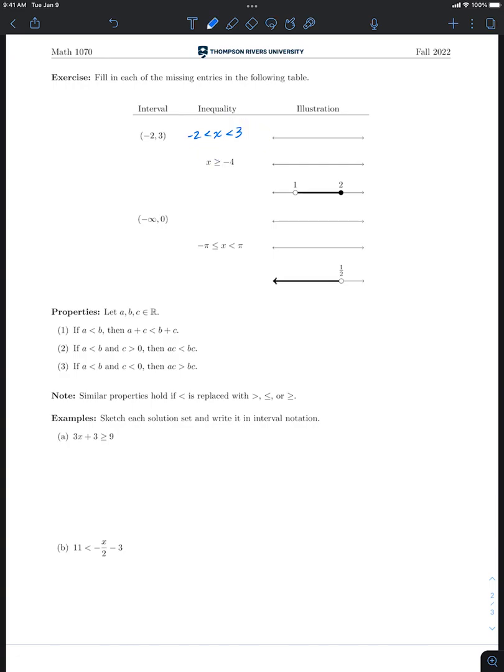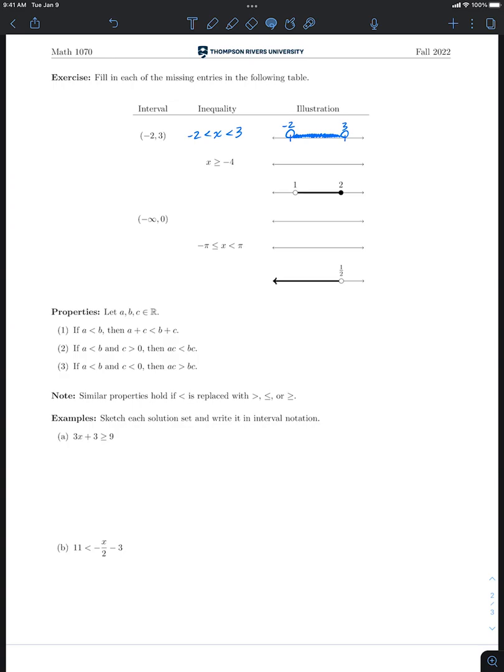As a sketch on the real number line, we would do it like this. Just to keep with the convention, I'll draw the labels on top. So I'll put -2 here, and I'll put +3 here. I'm going to want open dots. Oh, that one's a bit sloppy. I want open dots, and then we're going to shade everything in between. Okay, so that is a sketch of the open interval.